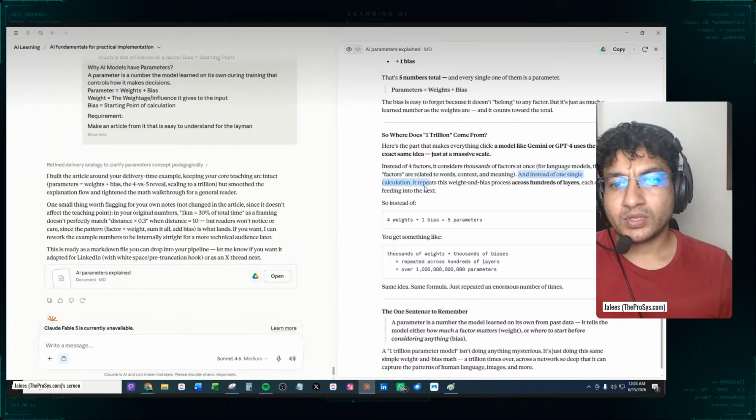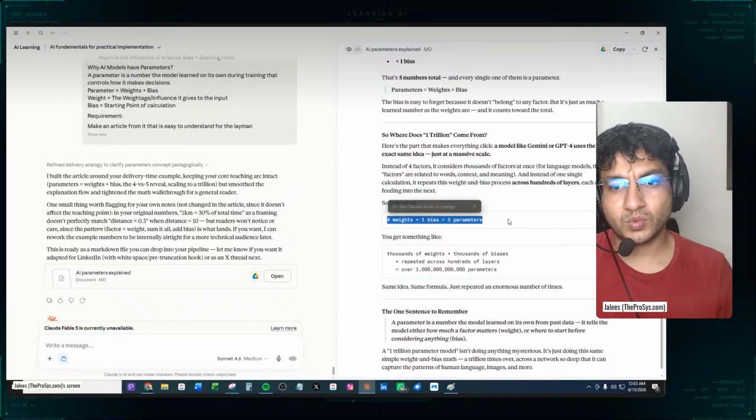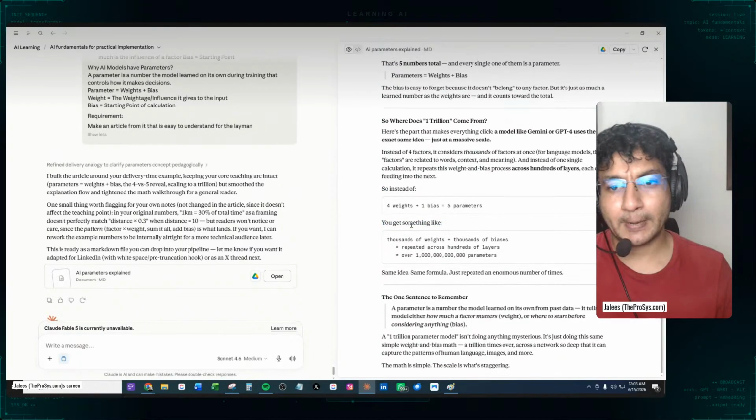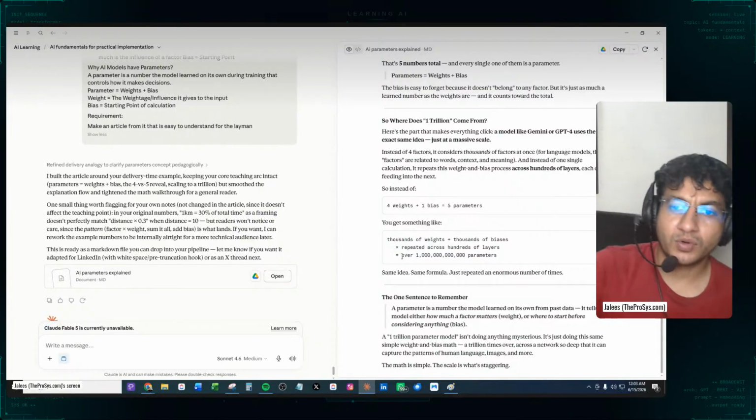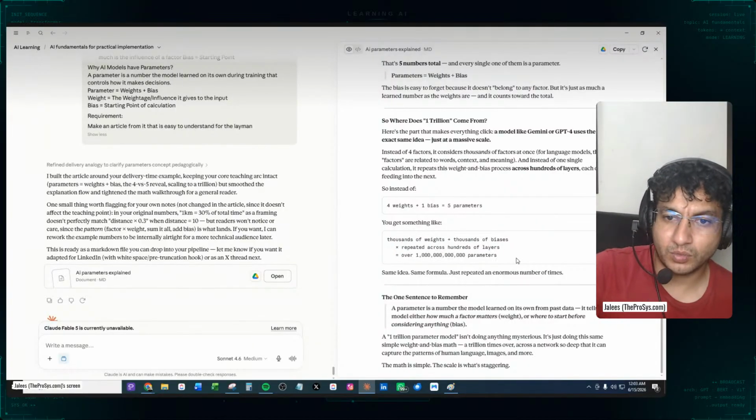And instead of one single calculation, it repeats this weight-plus-bias process across hundreds of layers, each one feeding into the next. So instead of these few numbers, you get thousands of weights plus thousands of biases, repeated across hundreds of layers, over 1 trillion parameters. Same idea, same formula, just repeated at a massive scale.